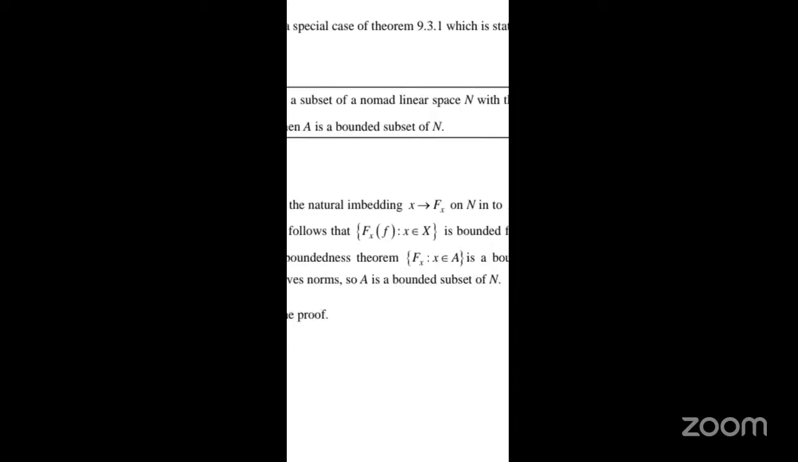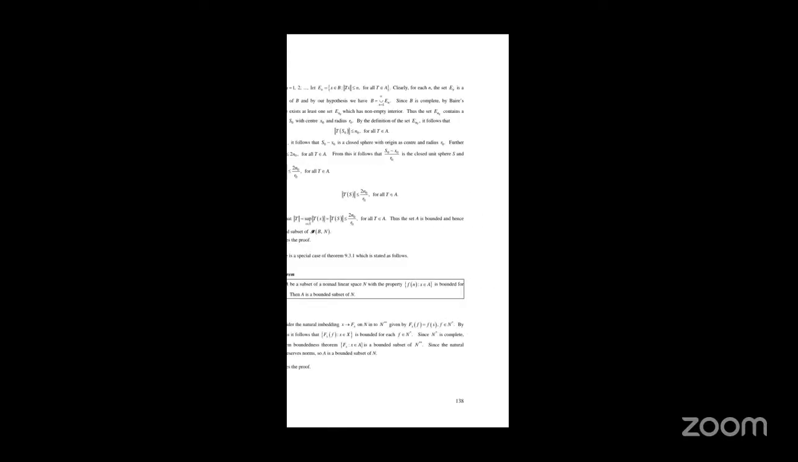Now, according to the uniform boundedness theorem, the set of F_x, where x belongs to A, is a bounded subset, where F_x of f equals small f of x. This is the natural embedding of the space. Since the natural embedding preserves norm, the given subset is a bounded subset of N. Students, this is one of the important theorems here. Now some other applications of this uniform boundedness.